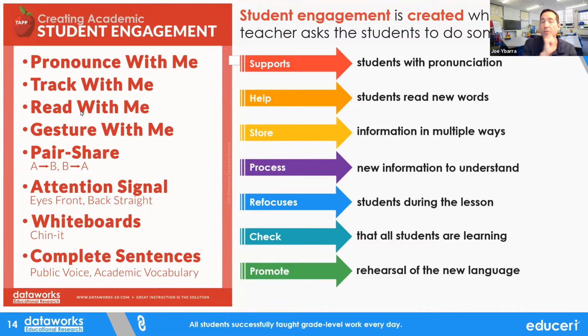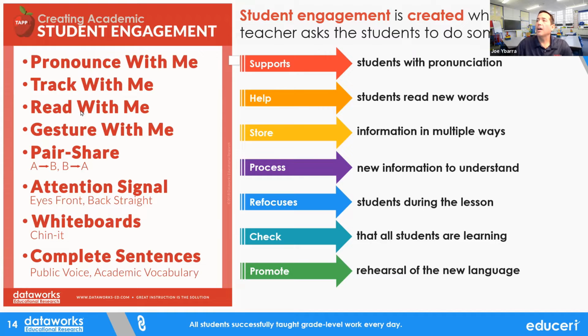Pronounce with me, 1 or 2 words. Track with me, when the teacher reads. Read with me is when all the students are reading with me. Go ahead. Here I would have you pair sharing because I've asked the question. There is no pair share, so I'll give you think time. You just tell me, well, I think the difference is between this is this, okay?